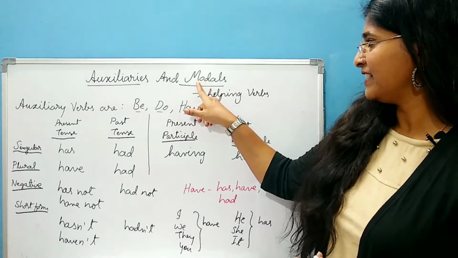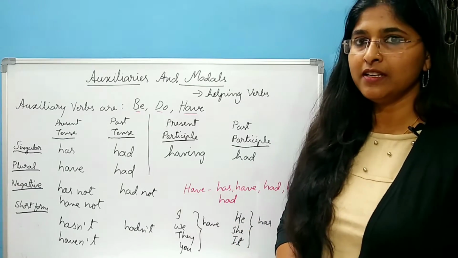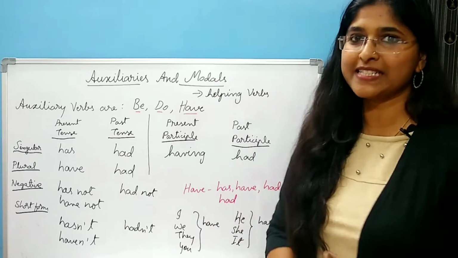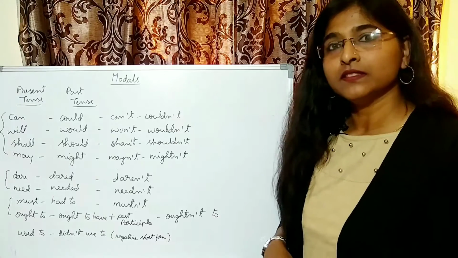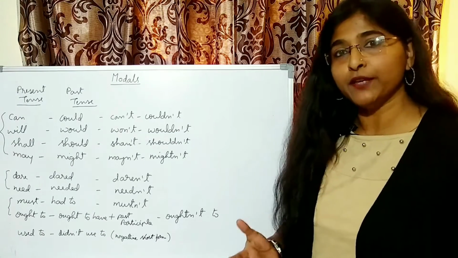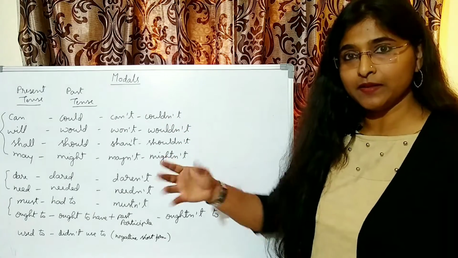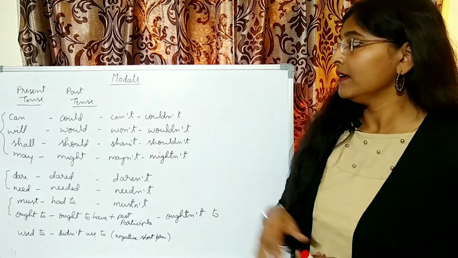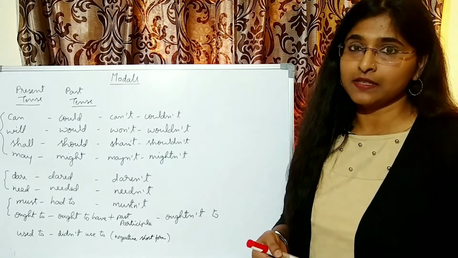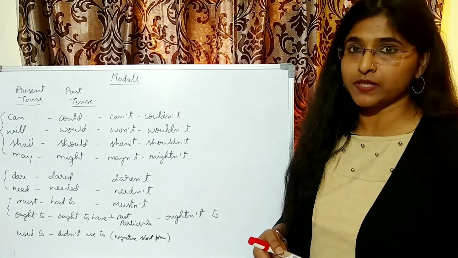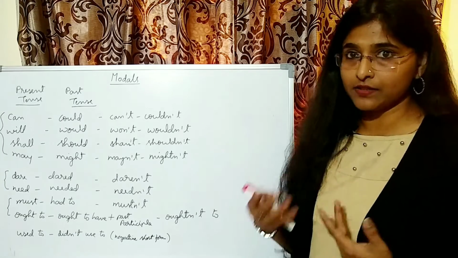Next is modals. We will study about modals. What are the words that come under modals? The 13 important modals. Modals are used with the main verbs, and these are nothing but auxiliaries, modal auxiliaries. And these modals convey meanings such as permission, request, possibility, ability, capacity, necessity, offer, advice, suggestion, etc.